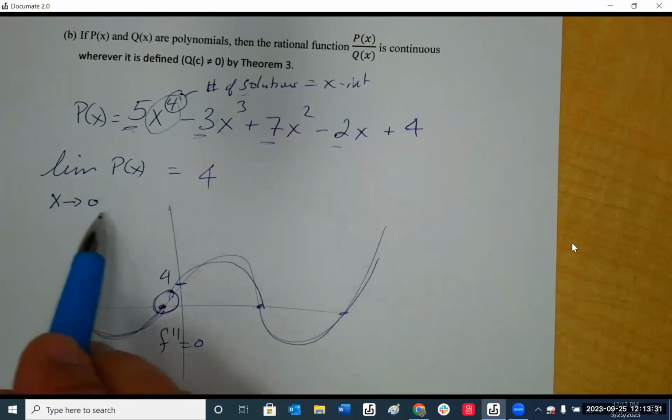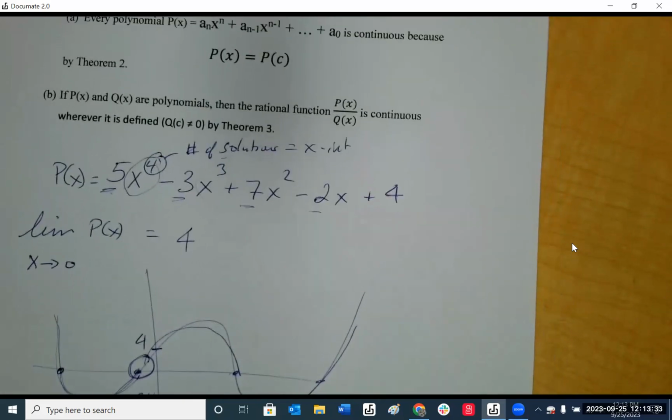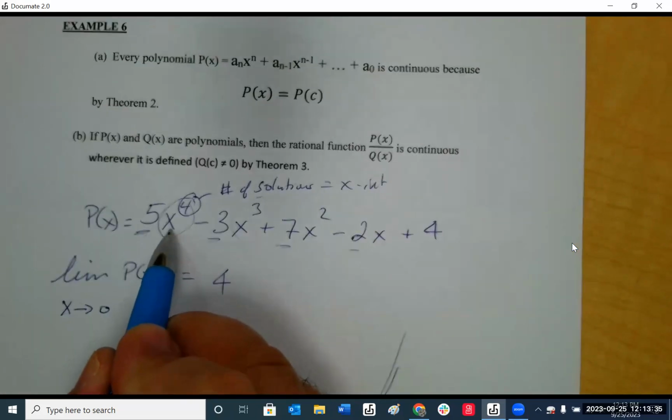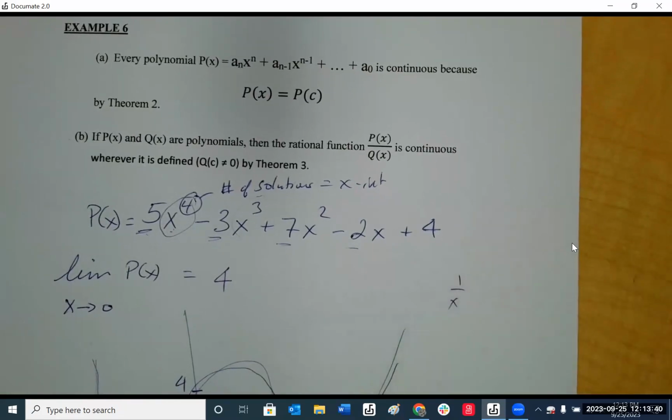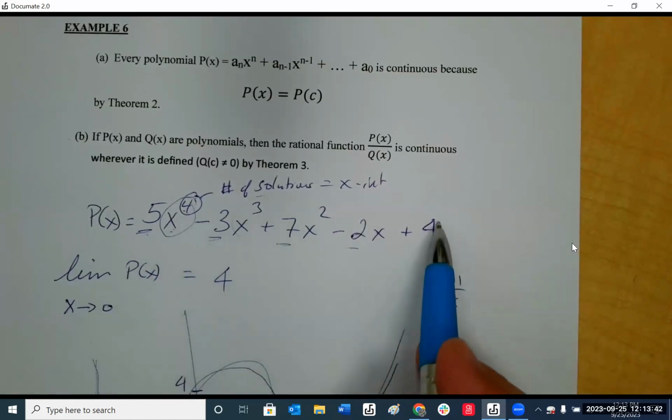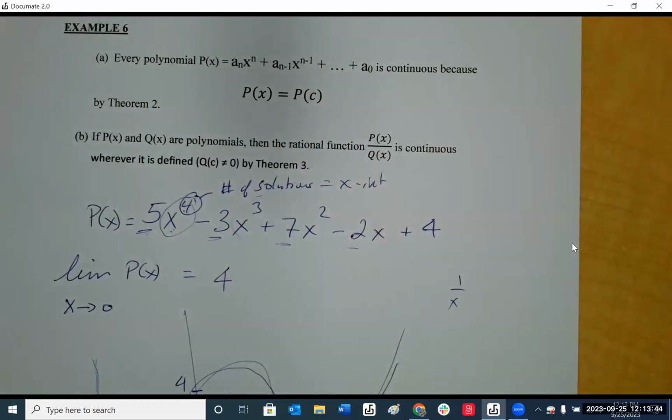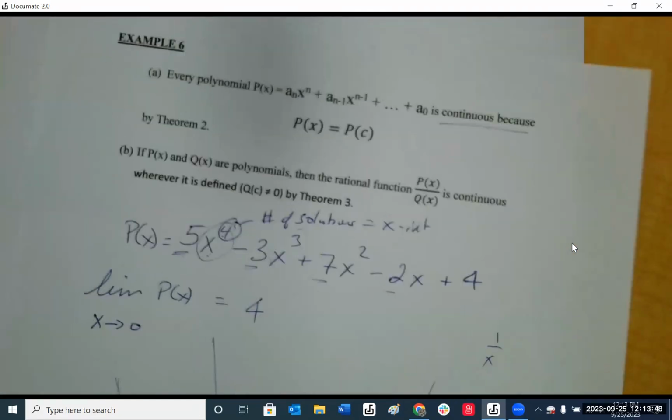So our limit exists. It's always continuous because the x's can never be in the denominator. Their exponents are always positive. That's why this one is always going to be continuous.